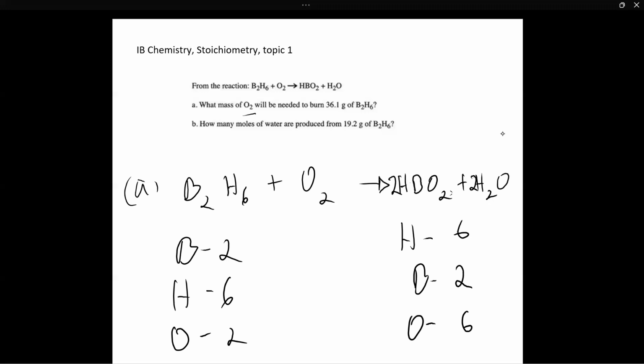Now we need to balance the oxygens. So we have 6 oxygens on this side and we only have 2 over here, but it's going to be easy to solve that. We just have to put a 3 over here. So it becomes 6 oxygens.